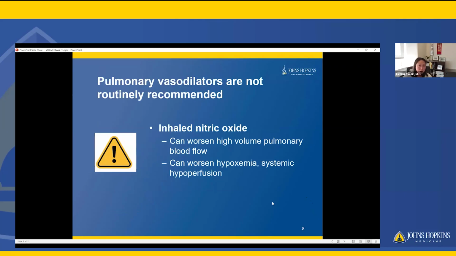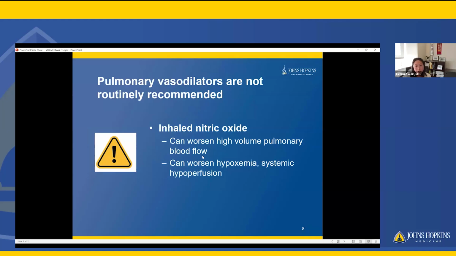Speaking about that, then we think about the pulmonary vasodilators. I talked about oxygen, but now I just wanted to mention inhaled nitric oxide as well. So overall, pulmonary vasodilators are not routinely recommended, and initiation of inhaled nitric oxide is also not routinely recommended in management of these babies and their pulmonary hypertension.